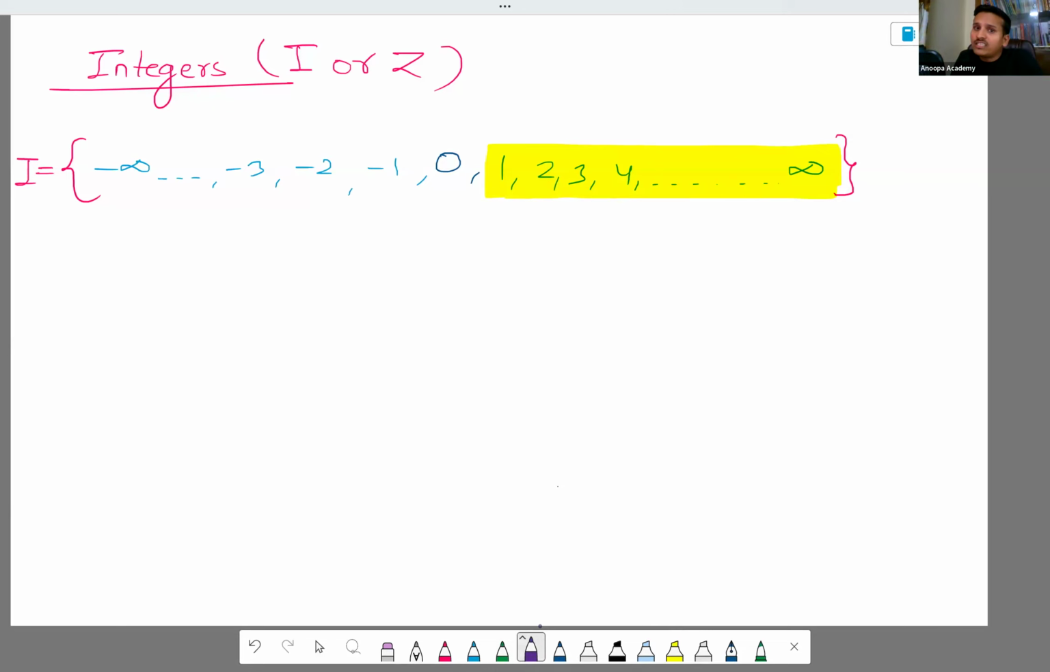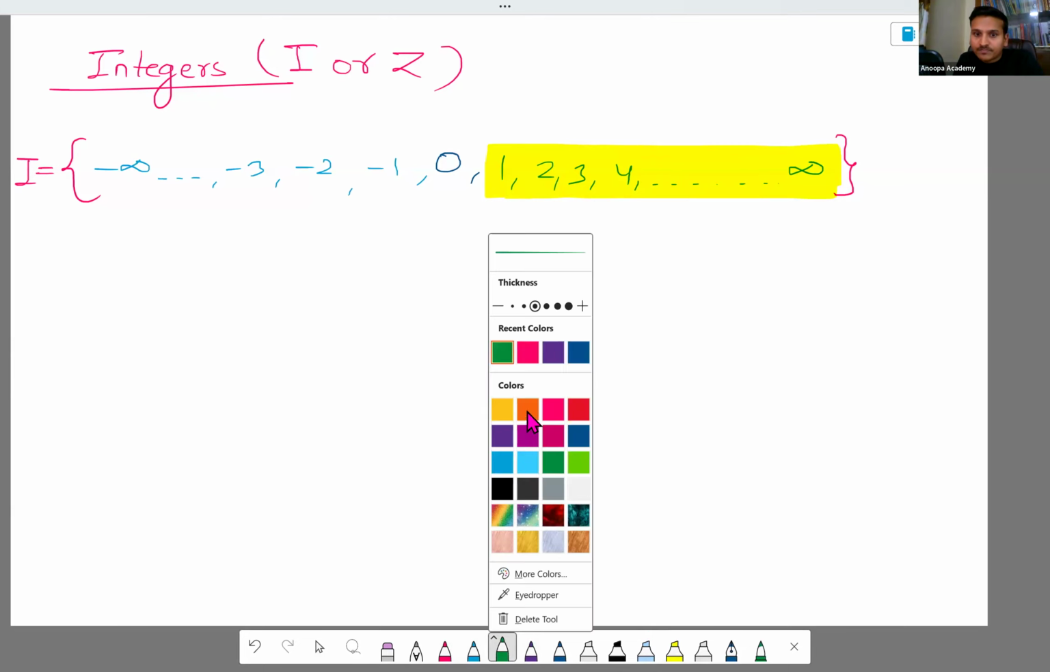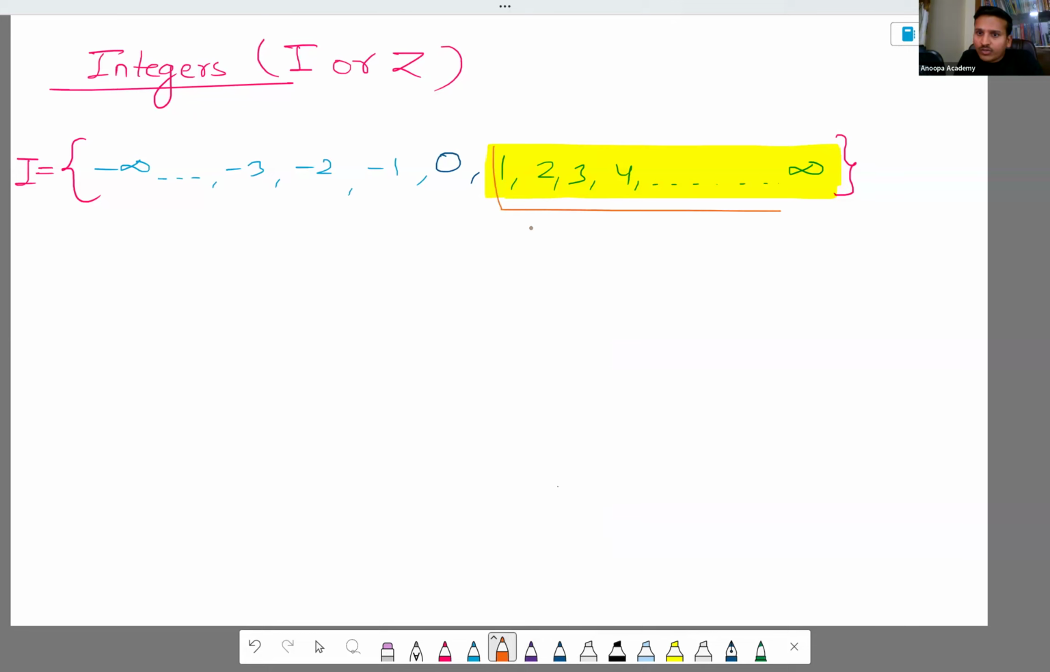So all these are actually what? Maybe I'll use some other color. From here to here, all these are positive integers, and they're nothing but natural numbers. Because what are natural numbers? Starting from 1 and going up to infinity. So positive integers are also natural numbers. Yes or no, everyone?